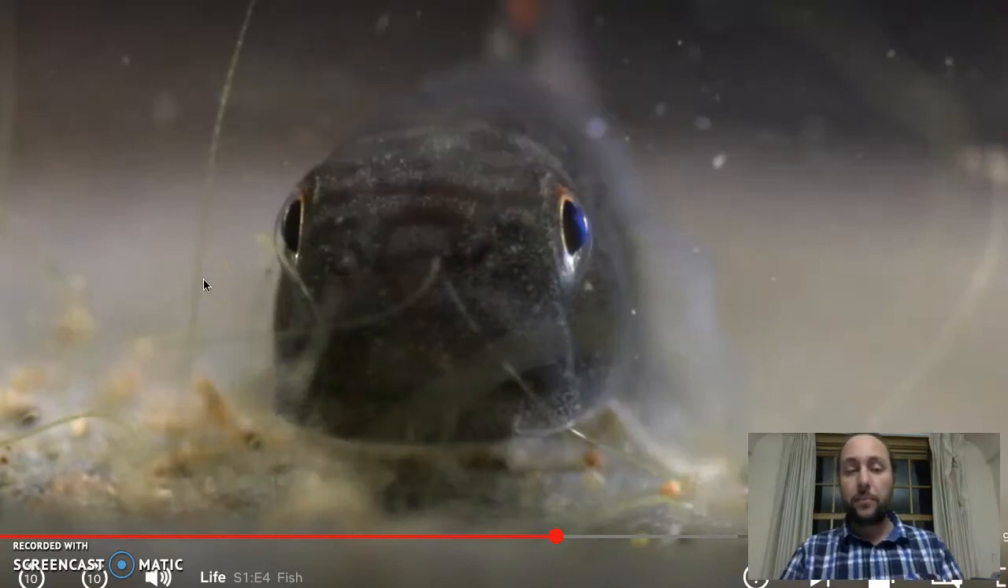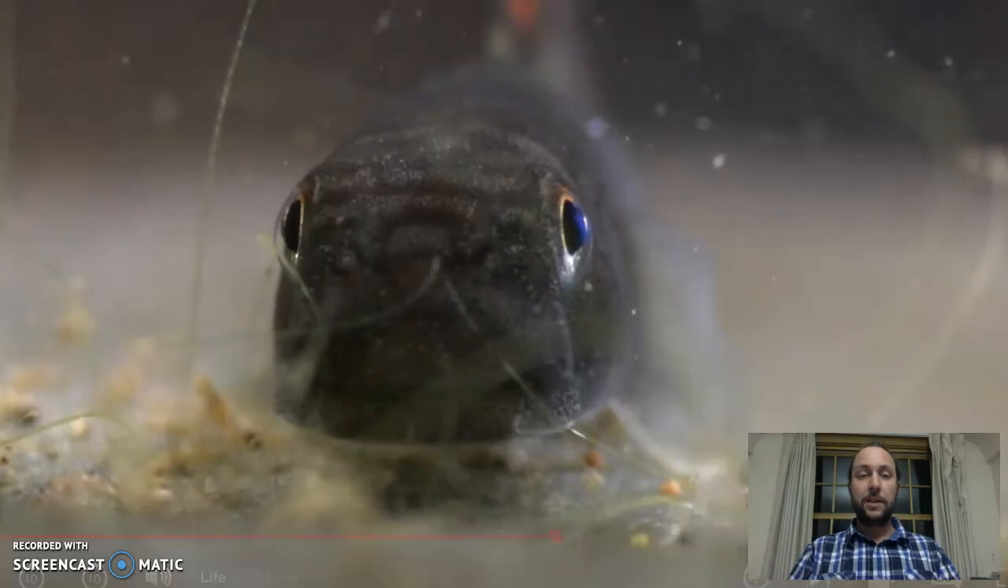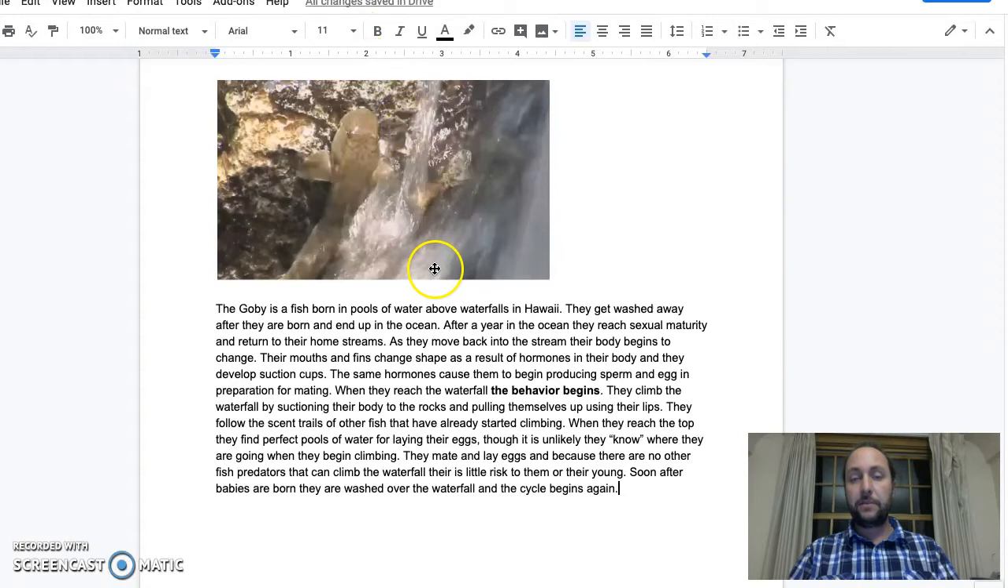So that's an important piece right there of what happens. For a little bit more context to what you just saw, here's some background information projected up on the screen.